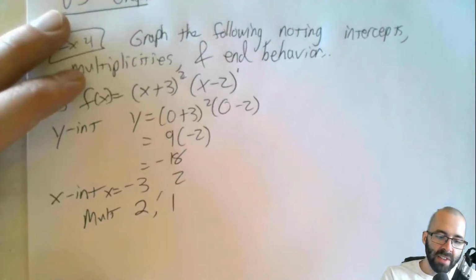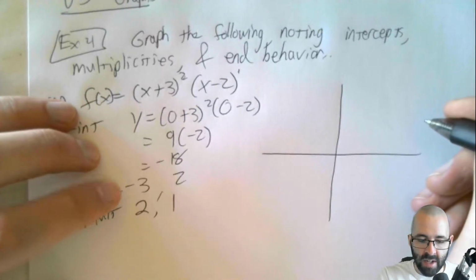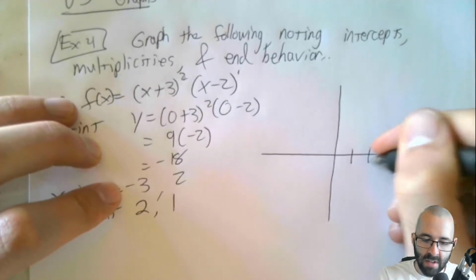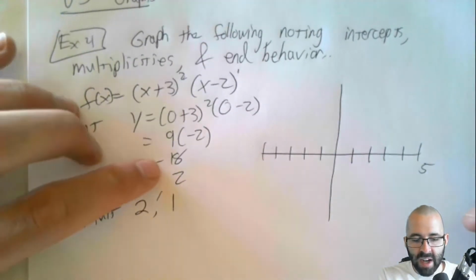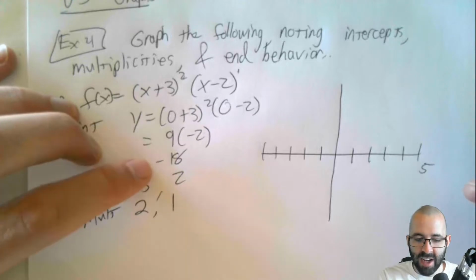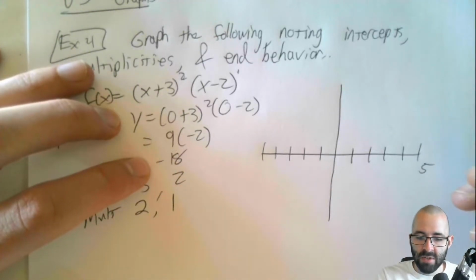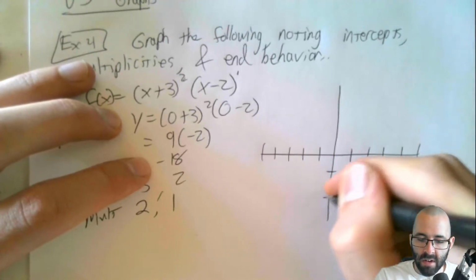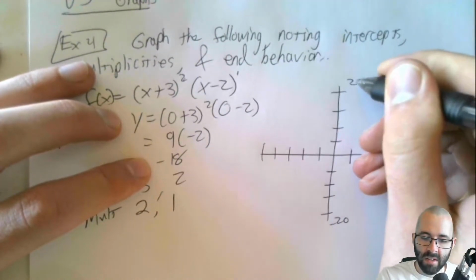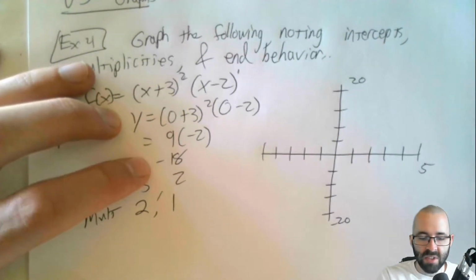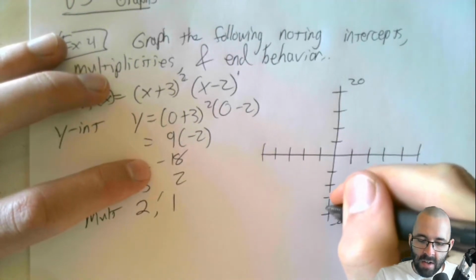So let's start incorporating this into a graph. All right, for the x values, let's go maybe 5 in every direction. For the y values, we can't count to 5. We need to go down to negative 18. All right, so maybe we can just count by 5. This is negative 20. 5, 10, 15, 20. All right, you can have whatever scale you want, whatever scale makes sense for these values. So our y-intercept is at negative 18, just like right there.